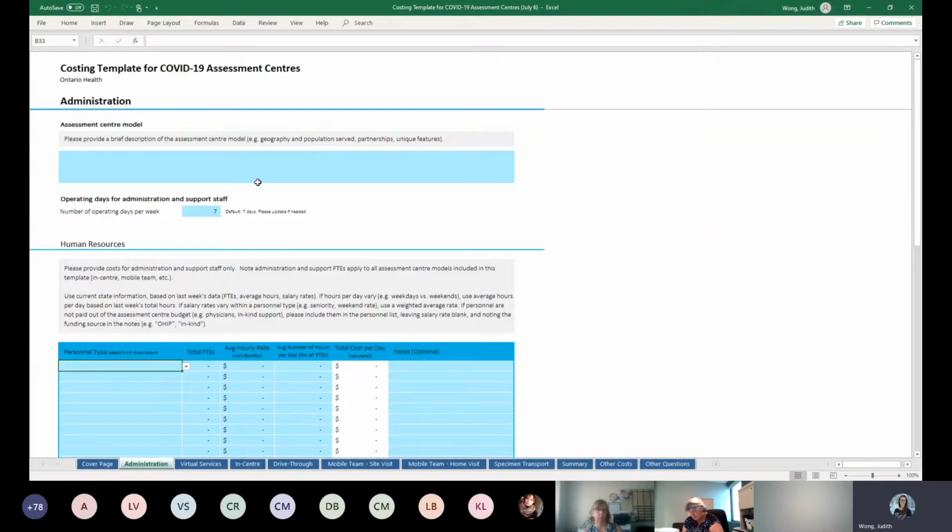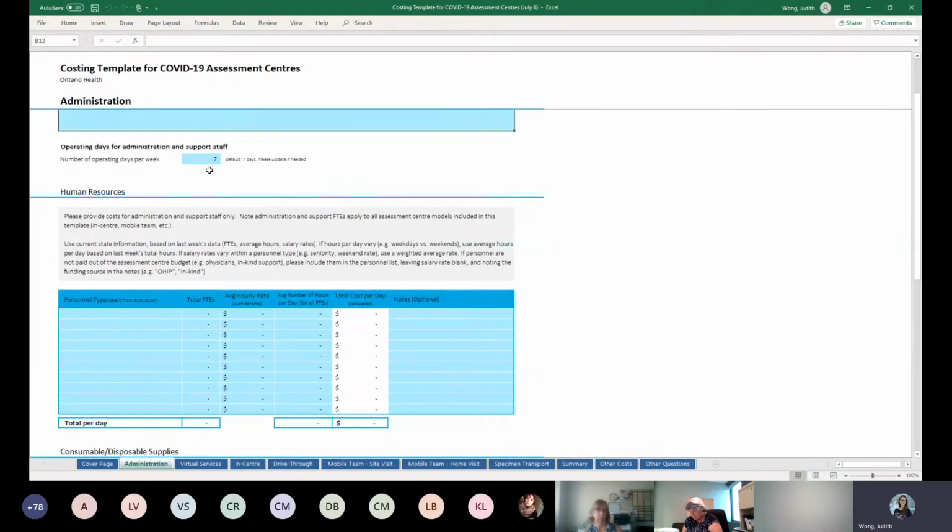this tab. At the very top, we've included a spot for you to provide free text describing your assessment center model. For example, the geography and population you serve, any key partnerships we should be aware of, or unique features. This is a good place to put in any particular features of your assessment center that you want to highlight as either being challenging or as alternatively working really well.